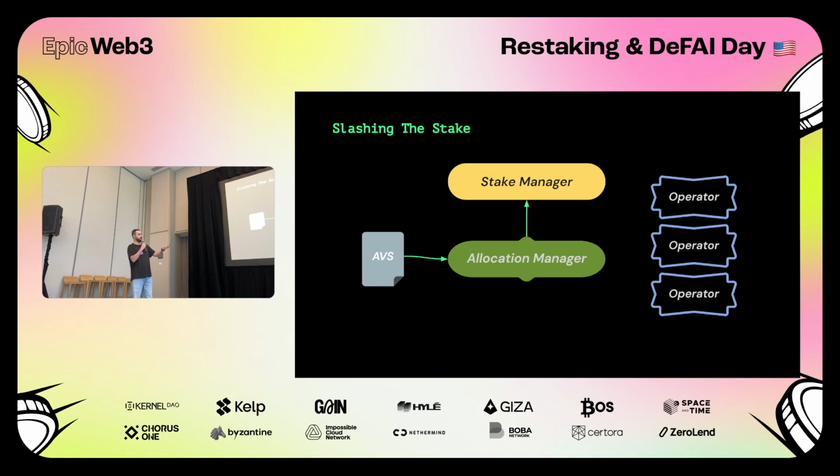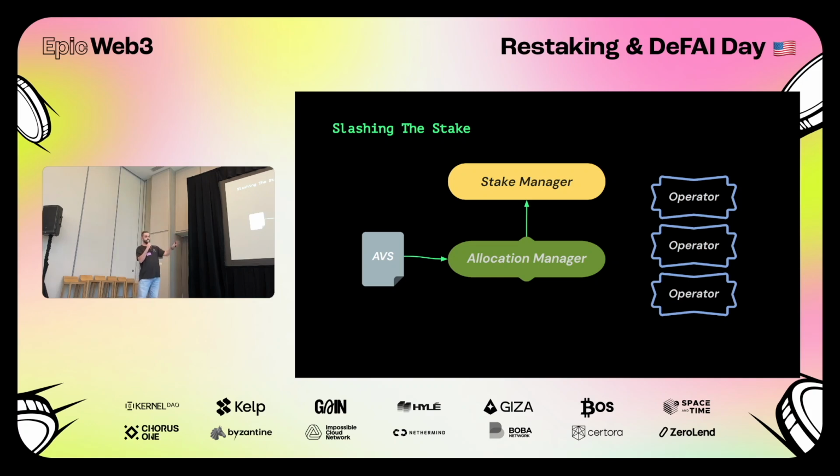Then from the AVS perspective, we still need to slash operators when they are malicious. So how do we do that? The AVS goes to the allocation manager. As we said, the operator allocated some funds to the AVS. Now the AVS can, whenever they need to, slash that operator on those funds. How does that happen? Let's say the allocation manager has, for this AVS and the first operator, 100 ETH. Then this AVS can go to the allocation manager and tell it, just slash 50 ETH for this operator because it was bad.